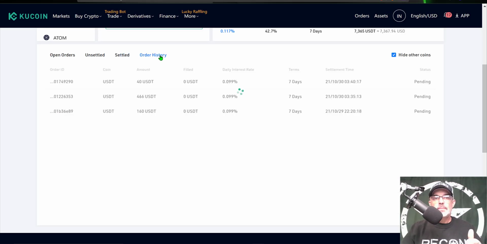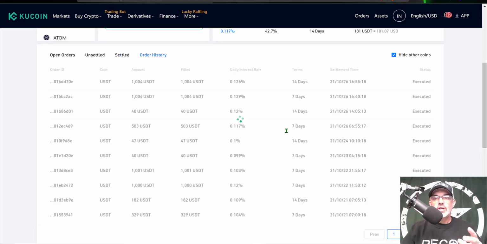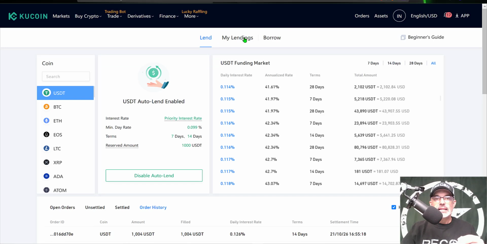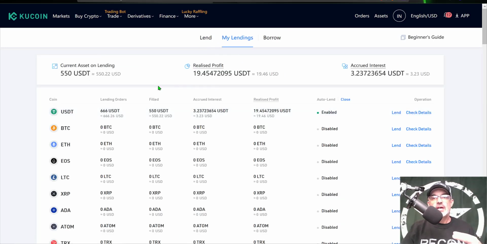And then the last tab across the top here is actually your order history, and that will show you when the loans were actually executed. Now, if I scroll back up and go to my lendings, this is kind of a snapshot of the funds I actually have available over in their lending program.